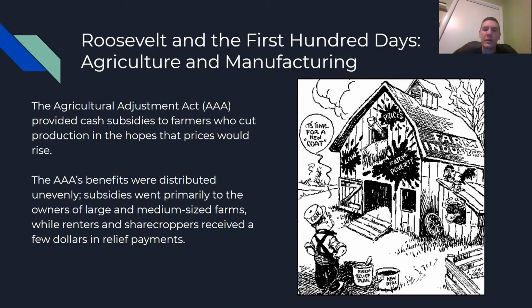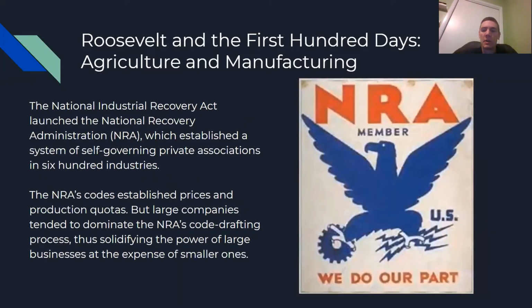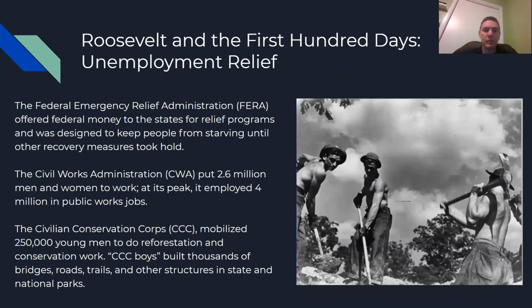The AAA is going to pay farmers to grow less food. So this is going to raise crop prices. We're going to skip the NRA. Really, the one I want you to know here is the CCC, the Civilian Conservation Corps, putting thousands of young men to work, doing conservation work, doing trails and parks and bridges and roads and all these different things in state and local parks.